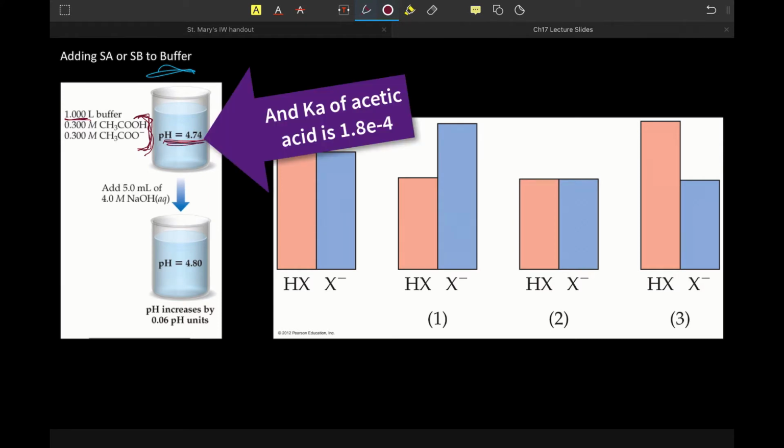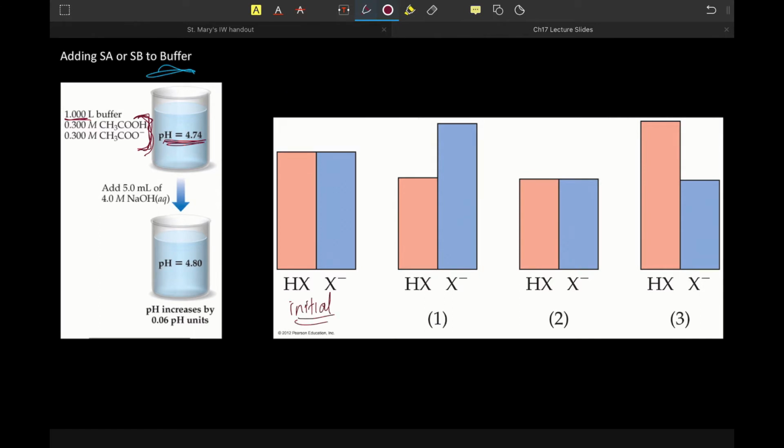Now, to this buffer, so this would be our initial, we are going to add 5 mL of 4 molar NaOH. 5 mL of 4 molar NaOH, right? So, what does it look like after, right? Which of these is the after scenario?